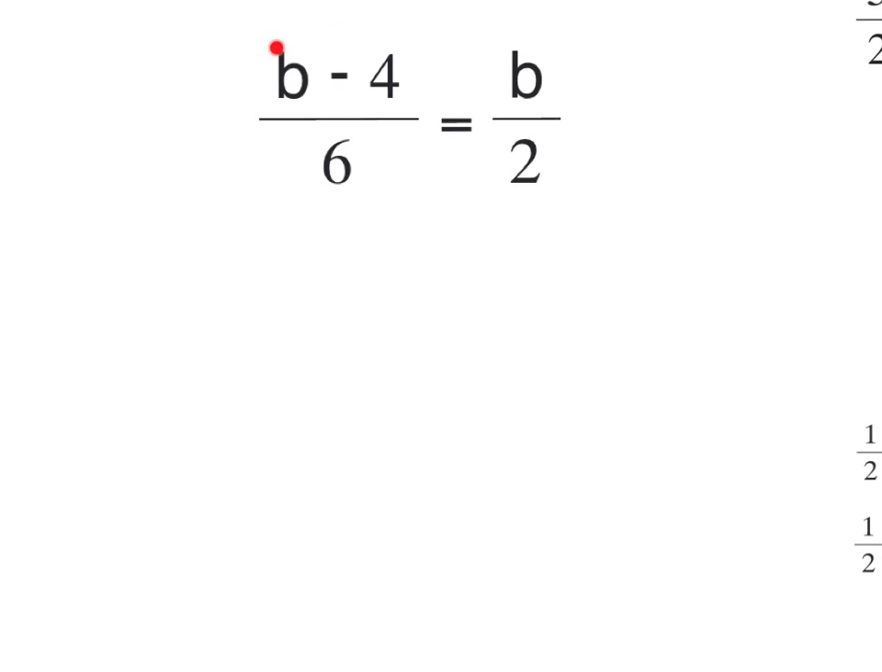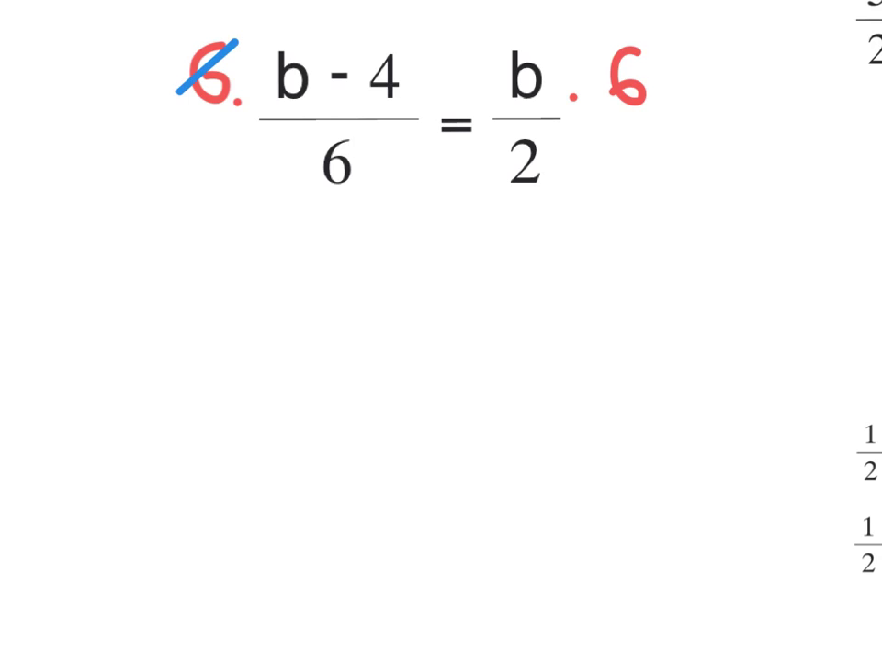Right here you have b minus 4 divided by 6. If you don't want this divided by 6, simply multiply both sides by 6. And of course, you write the 6 up on the numerator spot. You don't write it down here or down here. Now, yes, you could have multiplied by 2 on both sides, but it's better to multiply by 6 because 6 is technically the LCD between 6 and 2.